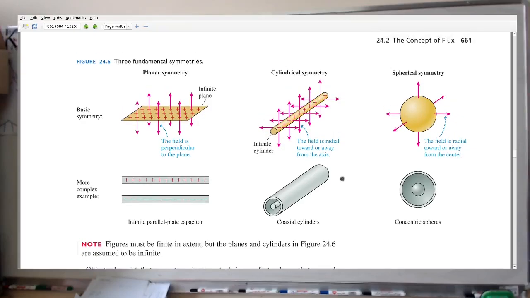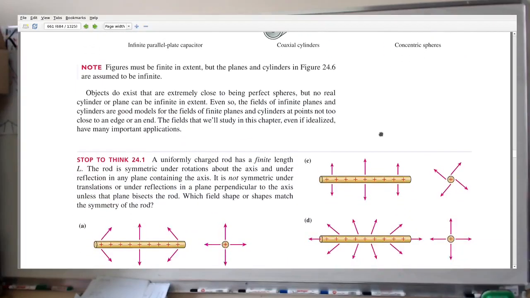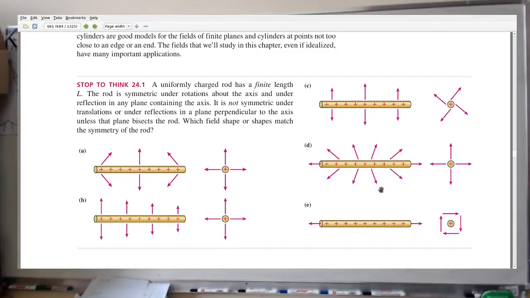Okay. Again, these are presented in different ways in Giancoli. I just want to provide an alternative point of view, but you should by all means read both. Okay. Now here's a nice feature of this book, that they have these questions. So here we have a uniform charge rod that has a finite length. So it's not an infinite cylinder, but it still has a number of symmetries.